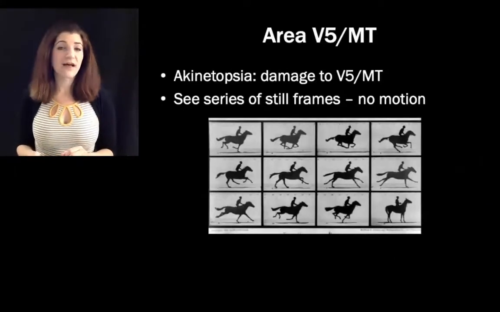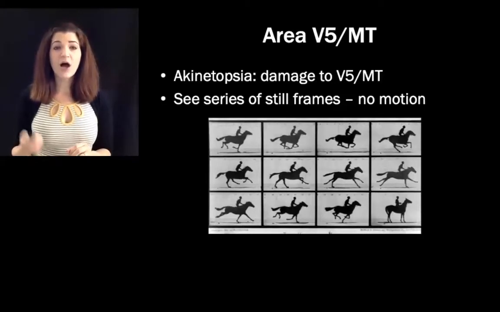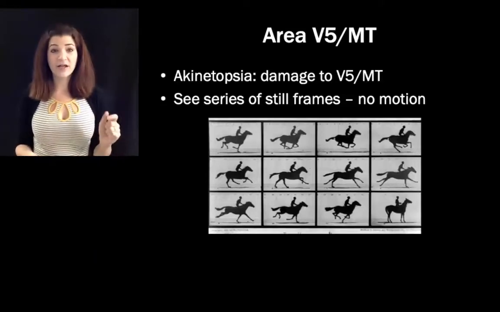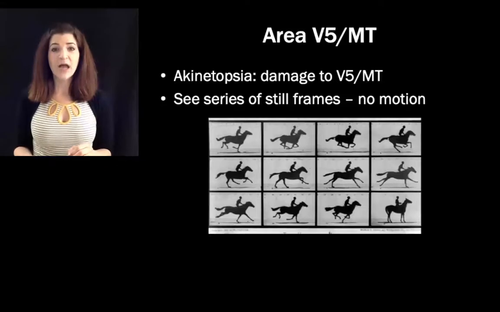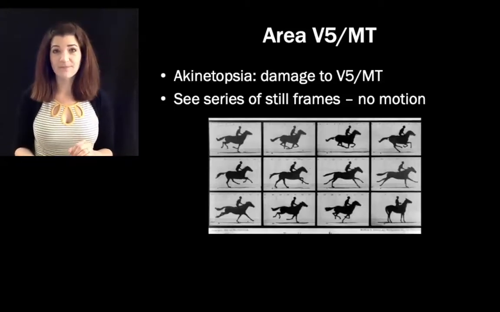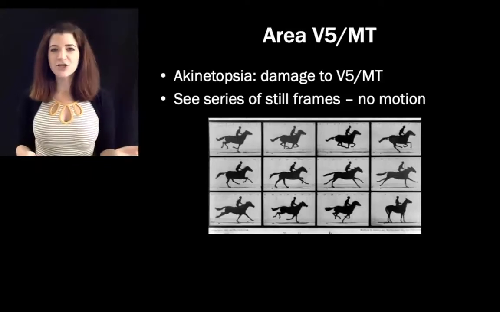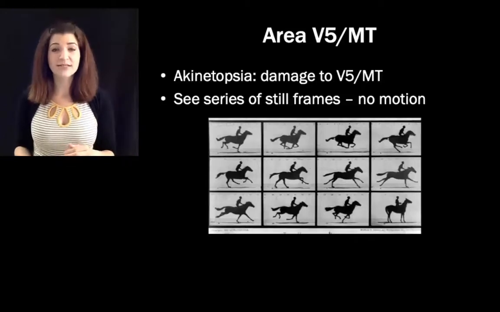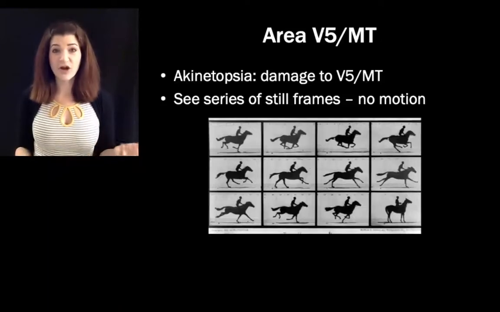Another way that we know V5 is important for motion processing is that if people have damage to V5, they develop a condition called akinetopsia. Some people have called this motion blindness. So if damage to V5 happens, and this can either happen via a stroke or some kind of traumatic brain injury, people experience visual information as seeing a series of still frames rather than seeing motion. So what does this look like? Imagine going to a dance club and seeing a strobe light flashing every few seconds, right? All you see is snapshots, but you don't see continuous motion between them. So that is one of the ways that people with akinetopsia have described the condition.